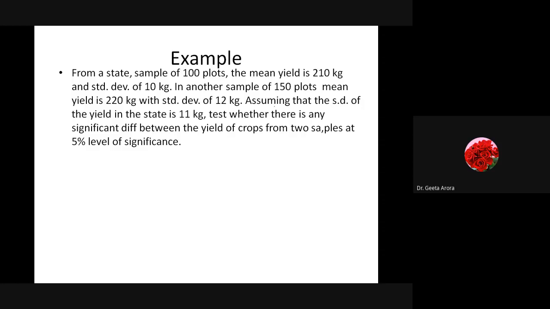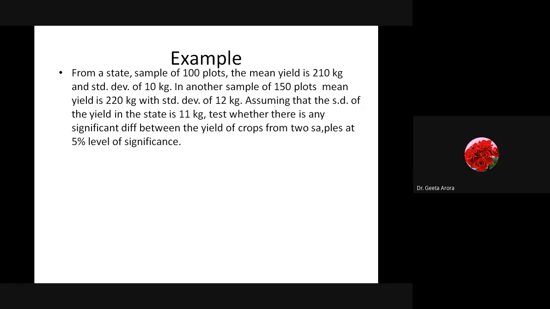Correct? So what we have been provided with is N1 and N2. We are talking about the sample of 100 plots and another sample of 150 plots. So these are our N1 and N2. We have been provided with the mean yield, means we have x1 bar and x2 bar given to us, and we have been provided with sigma 1 and sigma 2.